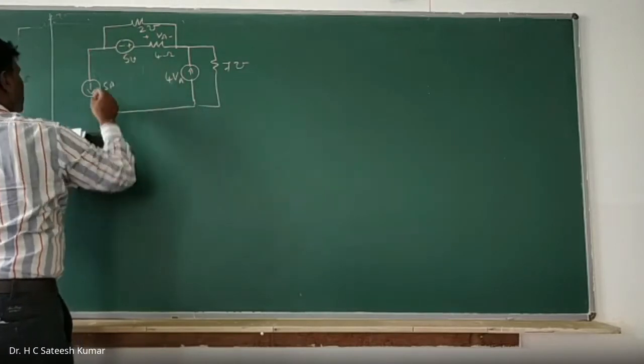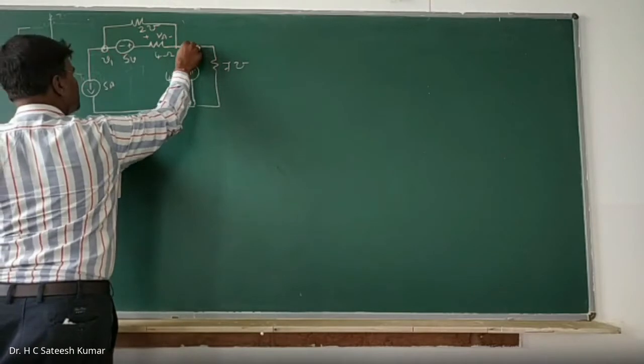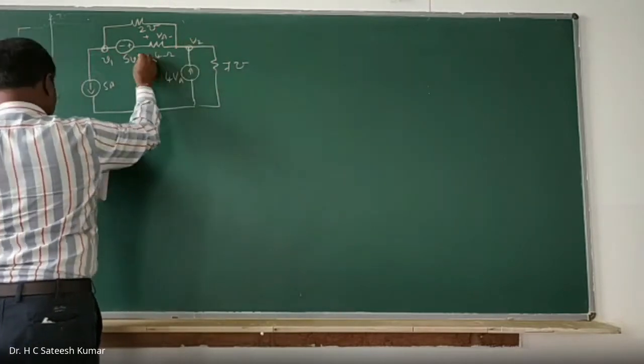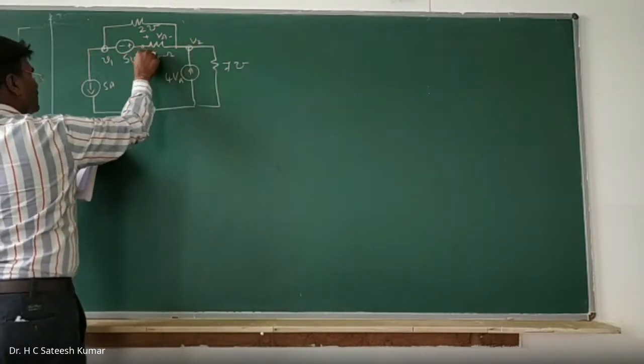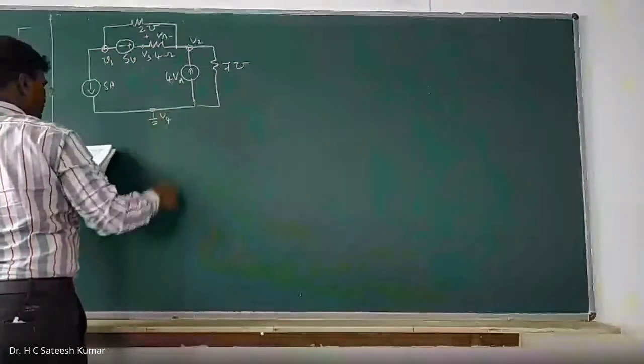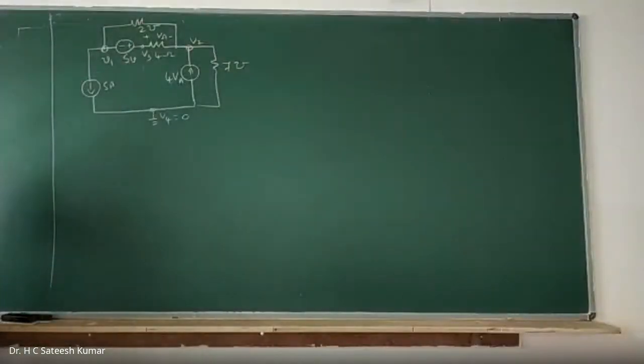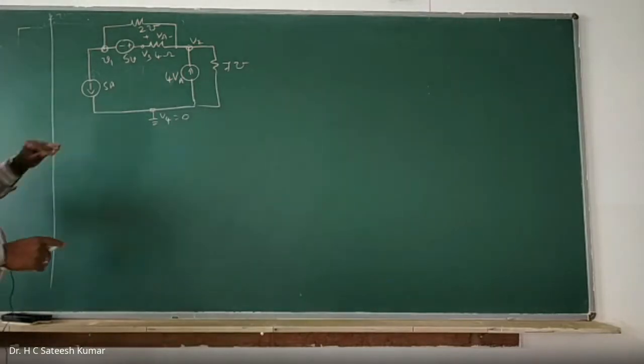Okay, right. Take this one as V1, this one as V2, this one as V3. One more node you take, V4, and this one you take as V4 equal to 0. So 3 nodes you take, that is you will get better, easy to analyze. Now what you should do?